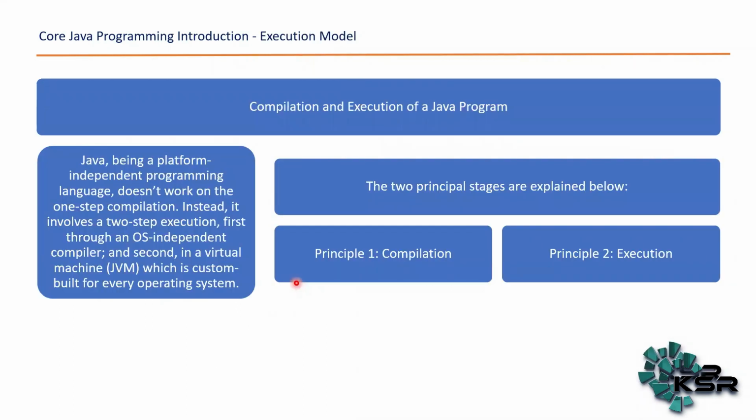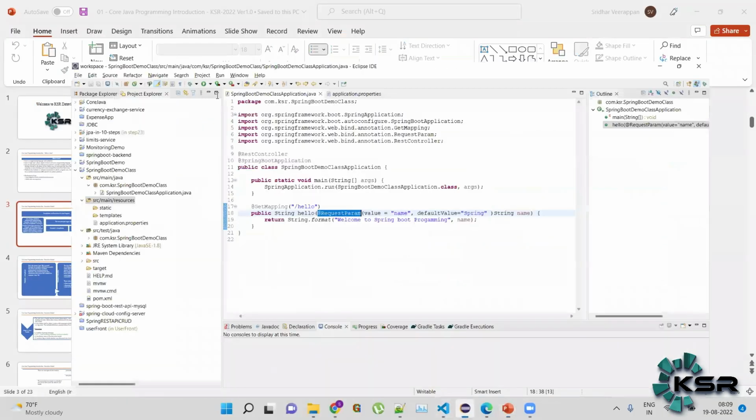Okay. So how are we going to compile? What is the execution model? Compilation and execution of a Java program. Java, being a platform independent programming language, does not work on one-step compilation. Instead, it involves two-step execution, right? First we compile the program, and in a virtual machine, we run it. First is compilation, the other is execution, right? So we can see an example here.